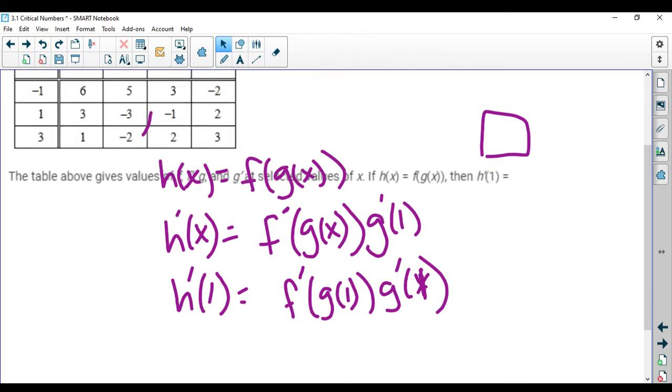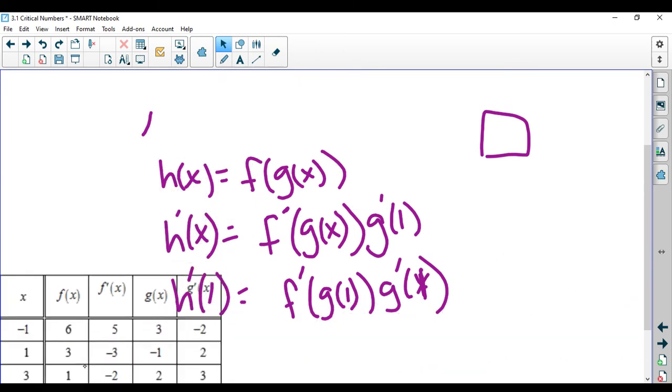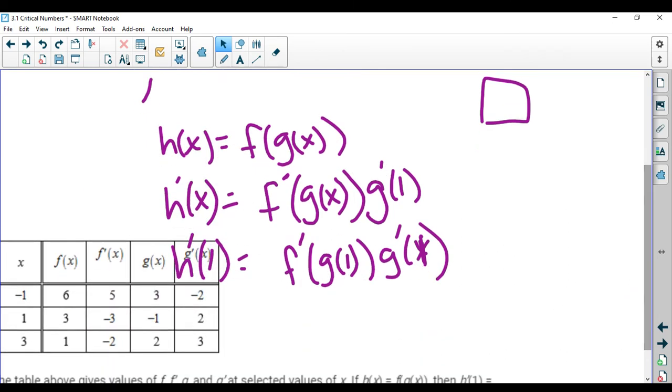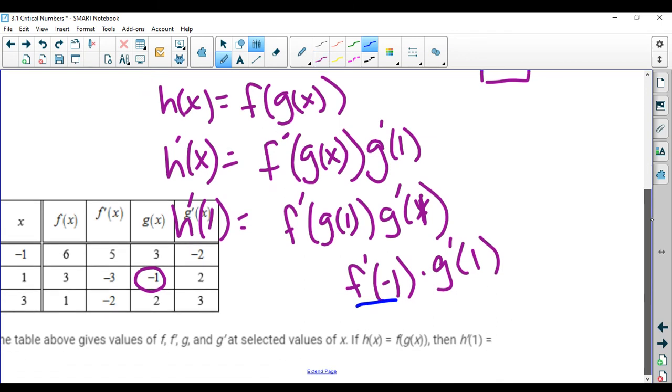But first of all, we have to figure out what g of 1 is. G of 1, according to this table, is negative 1. So we have f prime of negative 1 times g prime of 1. So now we have to figure out what f prime of negative 1 is based off this table. So here's f prime, here's negative 1. F prime of negative 1 is 5.